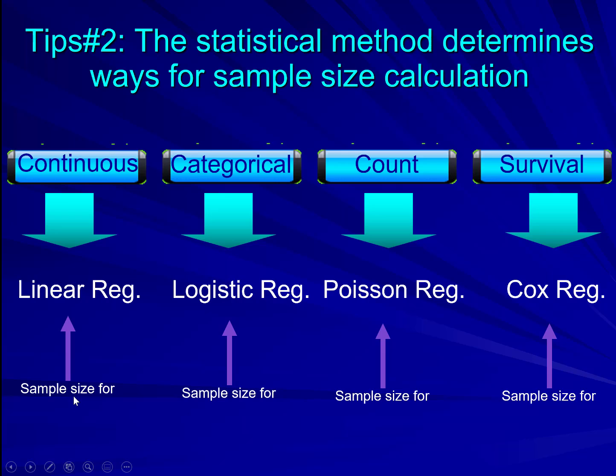Because the sample size calculation is really based on what statistical method is being used to analyze the data for answering the primary research question, like sample size for linear regression if continuous, to get the mean difference, or logistic regression if categorical, to get the odds ratio. You really need to know what magnitude of effect is to be presented, to know about the method of analysis and the method of sample size calculation.